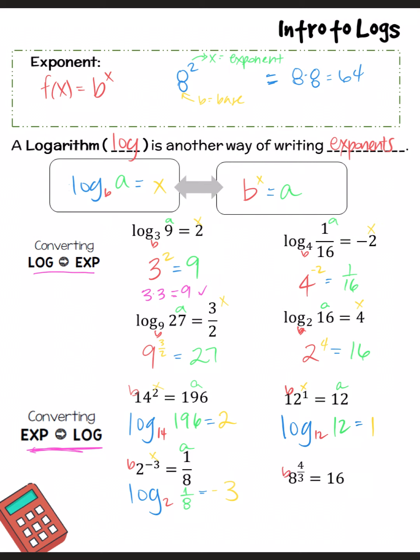Same thing. Base 8, x is 4 to the 3rd, 16 is a. So that's log base 8 of 16 equals 4 to the 3rd.